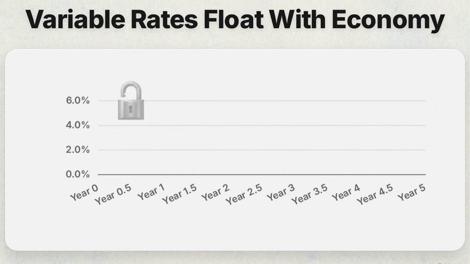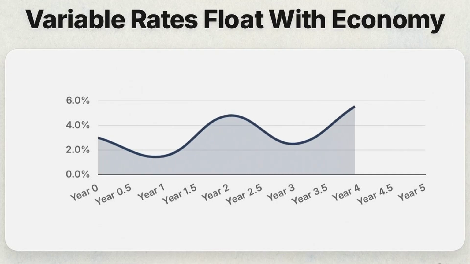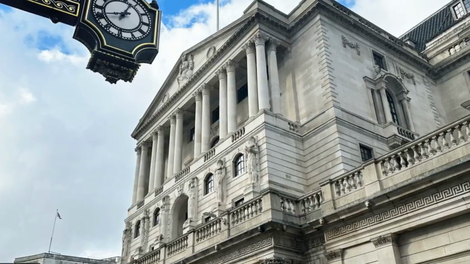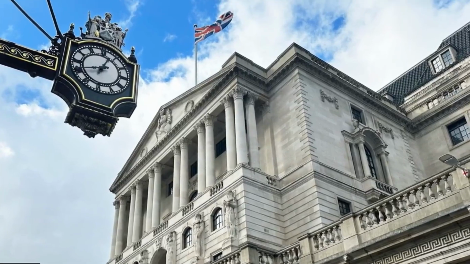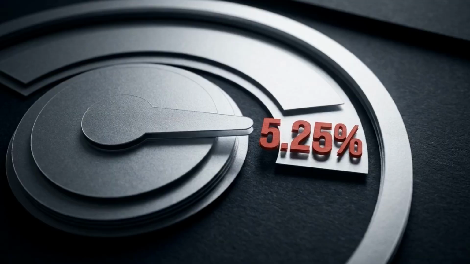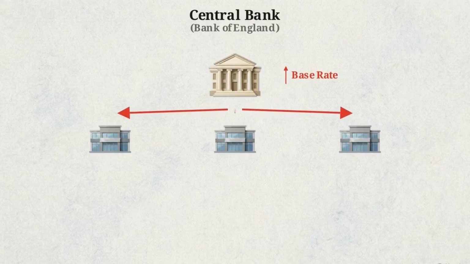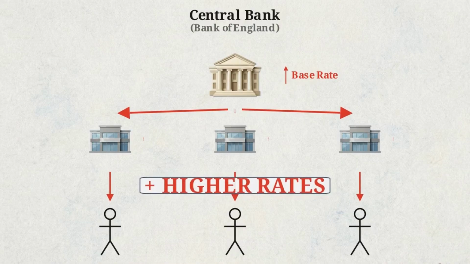The alternative to a fixed rate is variable interest. Just as the name suggests, this rate can float up or down at almost any time based on the health of the economy. Your rate today might not be your rate tomorrow. The main engine driving those variable rates up or down is the Bank of England. They set what is known as the base rate. When the central bank raises the base rate, it becomes more expensive for regular banks to borrow money, and they pass those costs directly onto you in the form of higher variable interest rates.